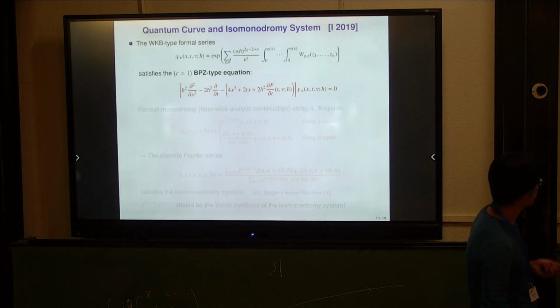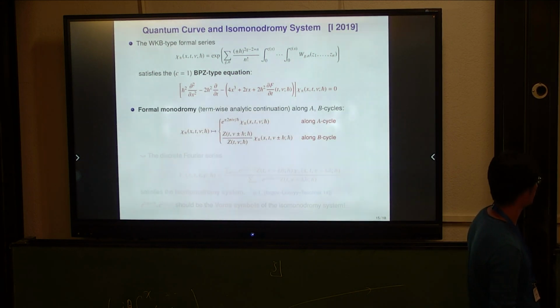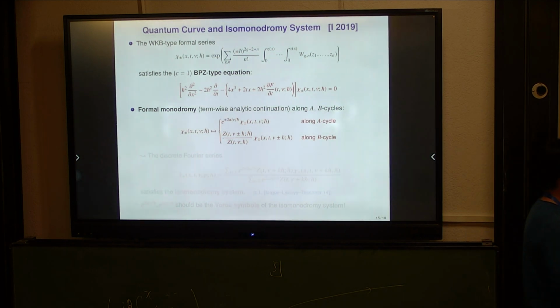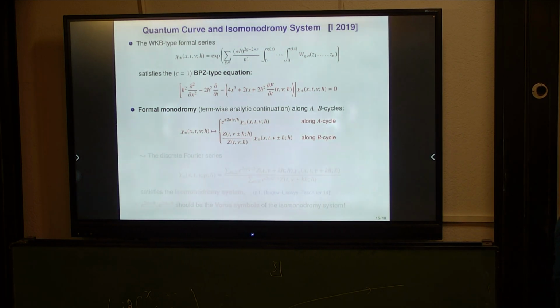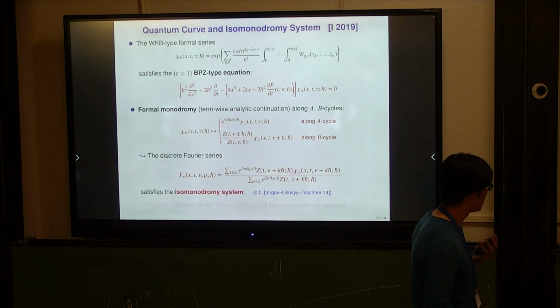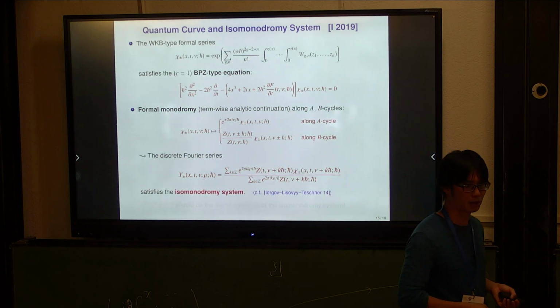And also, this perturbative wave function satisfies a nice property. For example, if we consider the A-cycle formal or term-wise monodromy, it is very simple. But if we consider the B-cycle formal monodromy, then it is operator valued, so the parameter nu is shifted by integers. So this perturbative wave function has a nice monodromy property, but one of them is operator valued. To get some actual monodromy, it is natural to take the discrete Fourier transform.